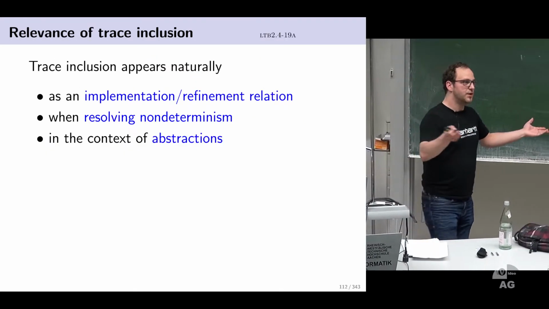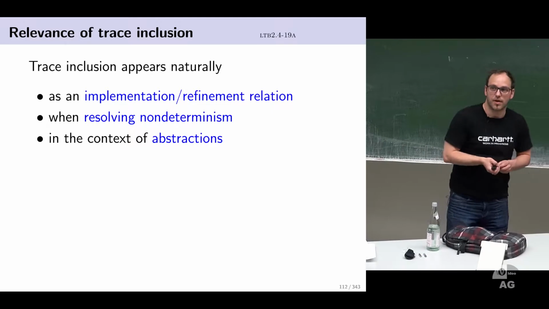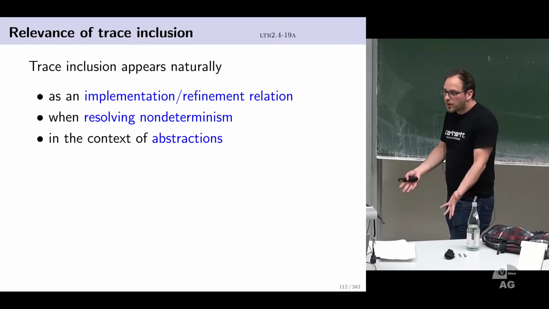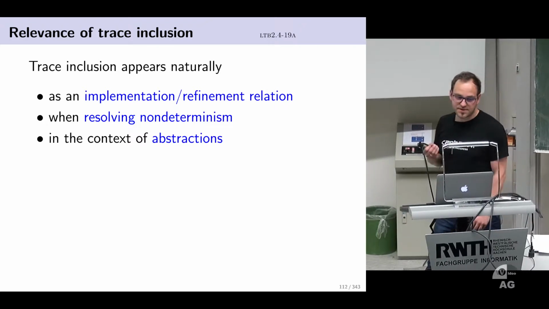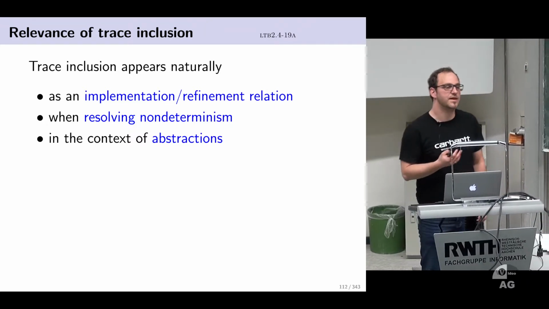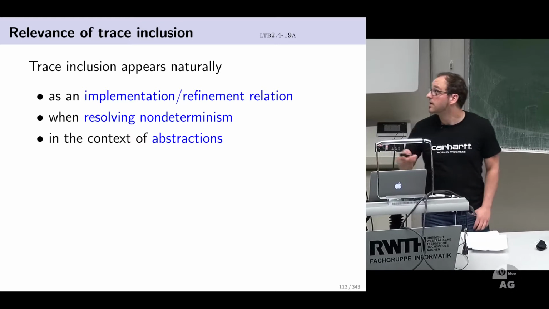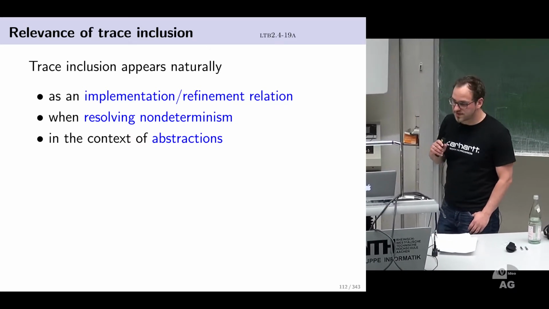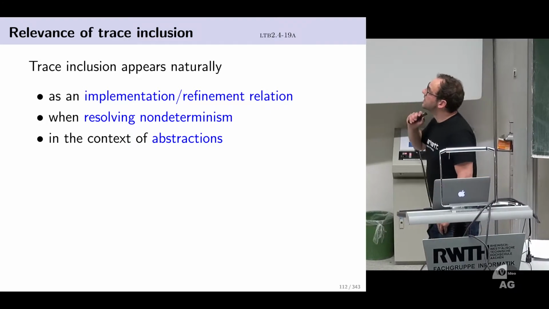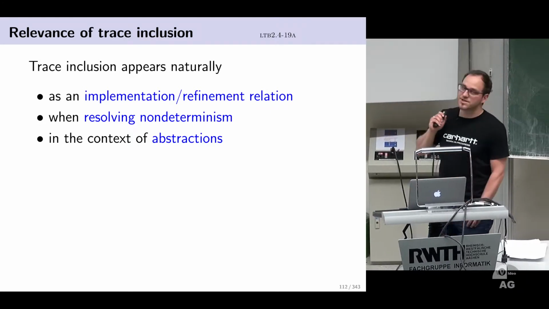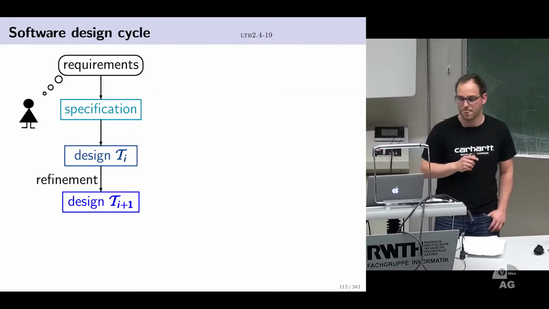Now, why is trace inclusion relevant? Why are we even talking about it? It's a nice theorem, but what does it give us? What I want to convince you of is that trace inclusion appears naturally in quite a number of areas. So we will go through these three items bit by bit. The first one is that it appears as an implementation or refinement relation.